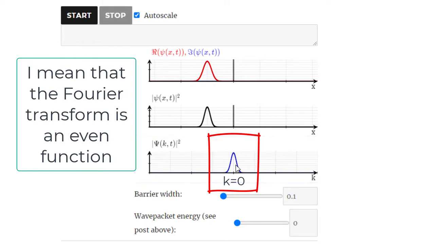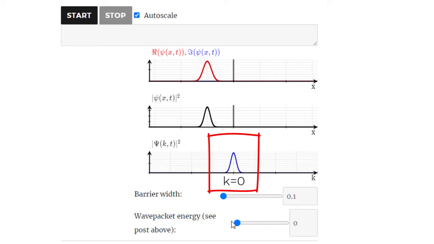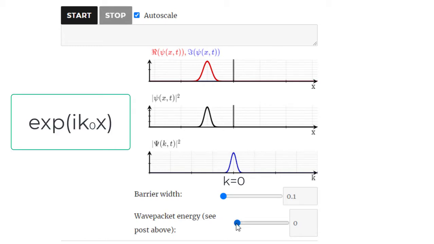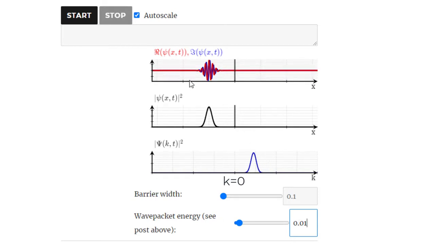It's an even function, which means there are as many values of positive k as there are values of negative k. So our mean momentum, our mean k value, is zero. And you'll remember that if we now take our Gaussian wave packet and multiply through by a plane wave, e to the i k0 x, where k0 is defining that group velocity. Let me just do that. Let me just change this to say 0. It's a very small energy.